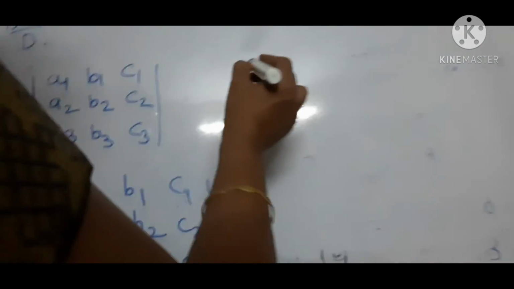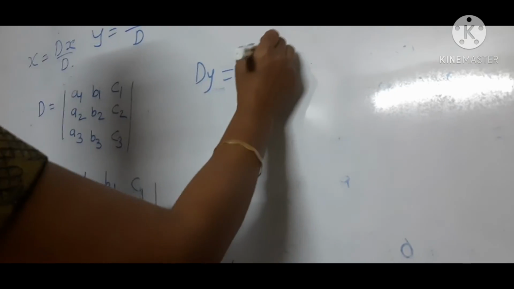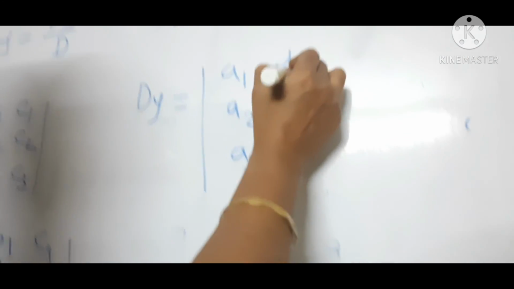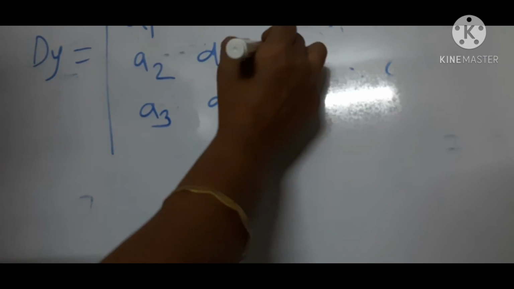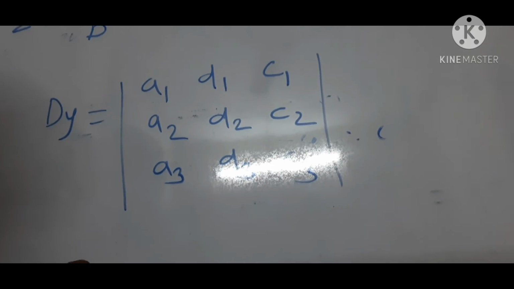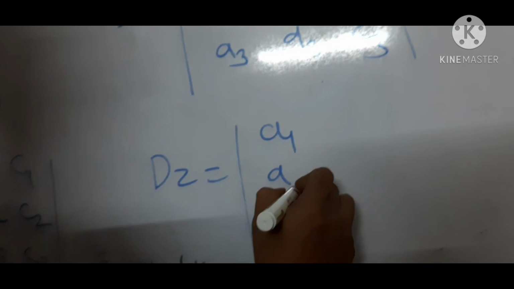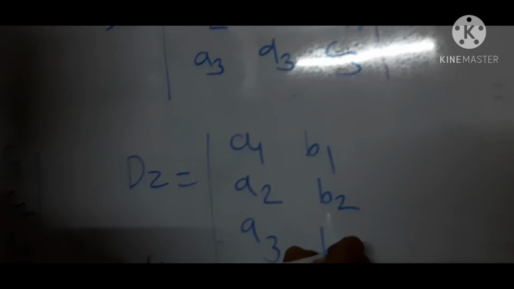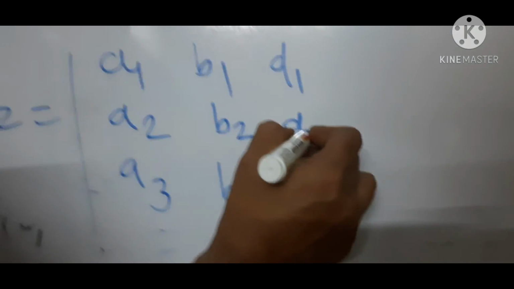Dy: in Dy the coefficient of x is as it is, a1 a2 a3, the coefficient of y is replaced by the constants d1 d2 d3, and c1 c2 c3. Similarly Dz: in Dz the coefficient of z is replaced by the constants.